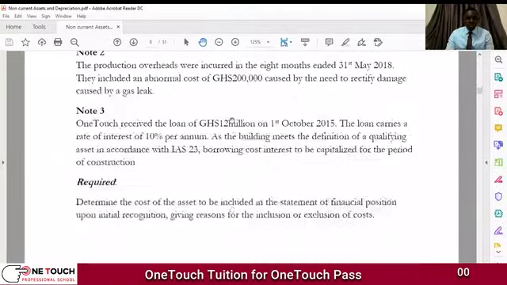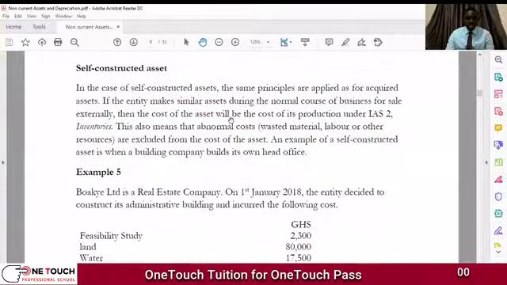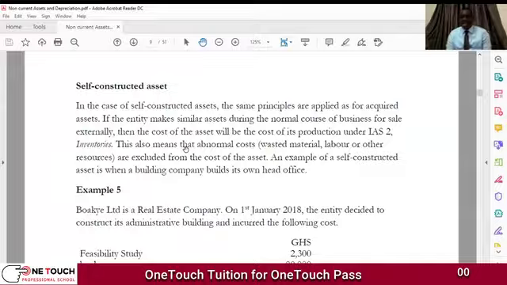Good. So that's a question 4. You try that on your own. Let's look at self-constructed assets. There are times that the assets may not be purchased, but the business may construct it. Even in some of our examples, we looked at some.